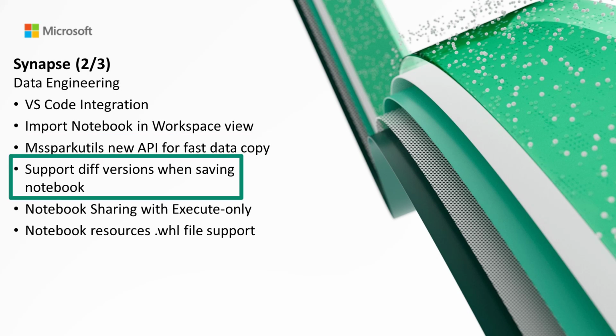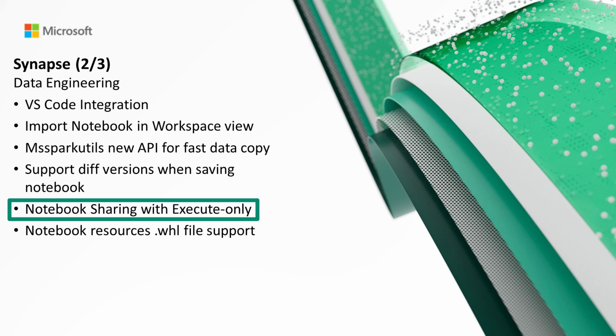Next, we've got support for diff versions when saving a notebook. We now support viewing and comparing the differences between two versions of the same notebook when there are saving conflicts. This is particularly useful when you have more than one user working on the same notebook instance via different clients.